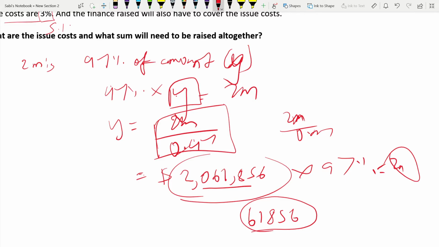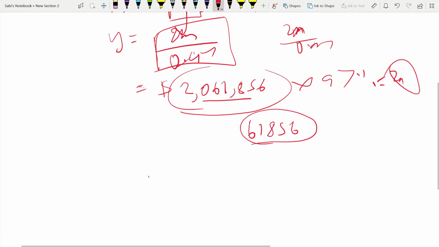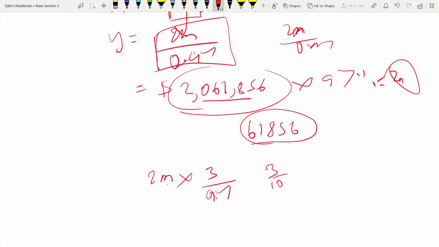Right? So in another way, if you want to calculate this in one step rather than minusing this from this, there's another step. In one step only you can calculate the issue cost. How to do that? Just 2 million into 3, because 3% is the issue cost, divided by 97. Don't take 3% of 2 million. No, over 97, because you have already deducted from 100. So 3 over 97 into 2 million. This is how you get the issue cost. You should be able to get the same amount.